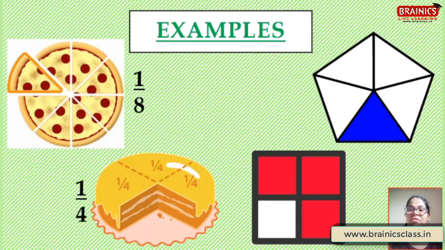Now consider the square. The square is divided into 4 equal parts and out of them 3 equal parts are shaded. So our fraction will be 3 upon 4. The pentagon is divided into 5 equal parts and one part is shaded. So our fraction will be 1 upon 5.